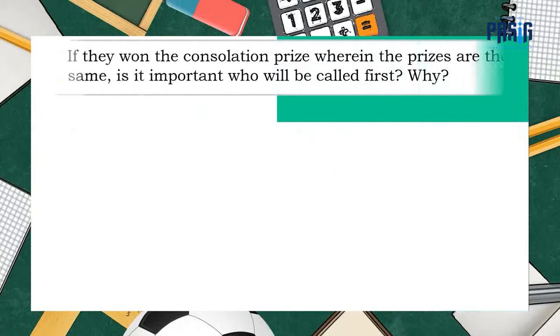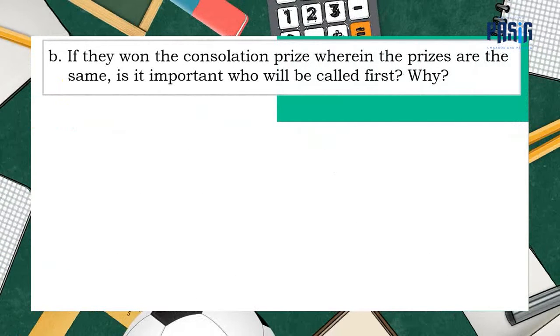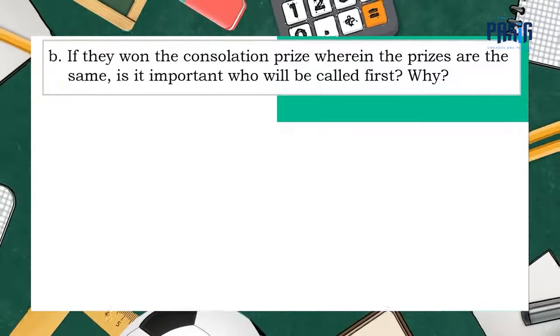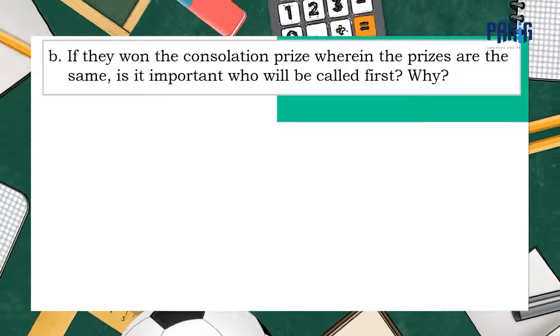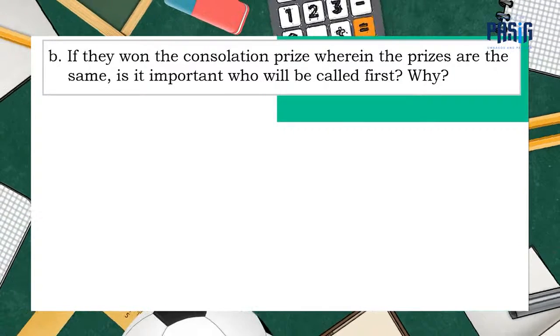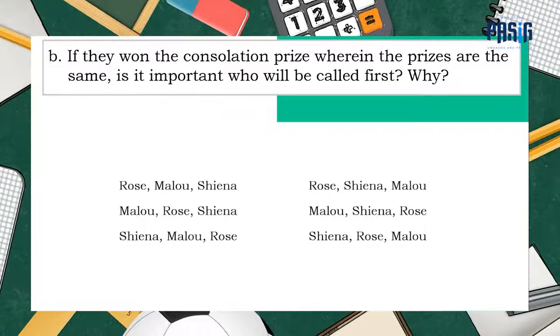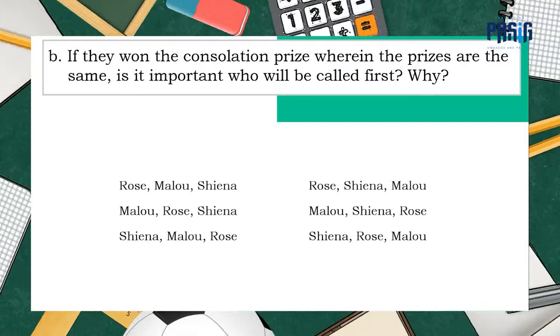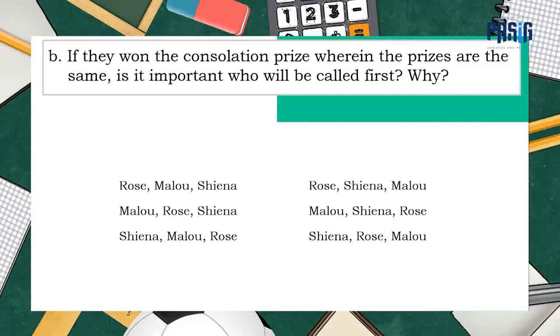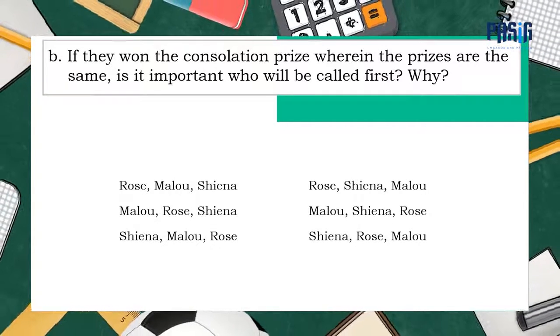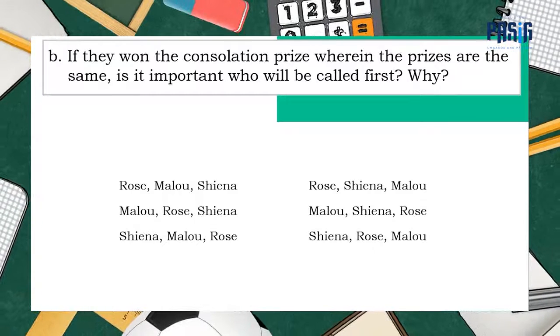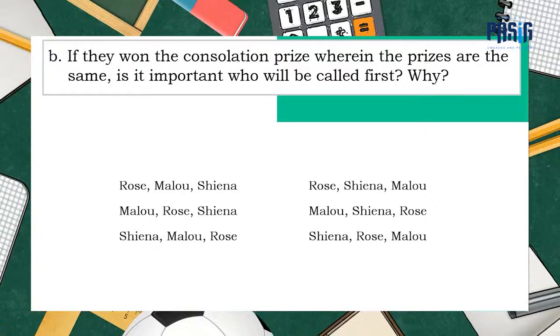Now, let us have the second question. If they won the consolation prize wherein the prizes are the same, is it important who will be called first? Why? Let us have again the 6 arrangements. What can you say about these arrangements if Rose, Malu, and Sheena are winners for the consolation prize?